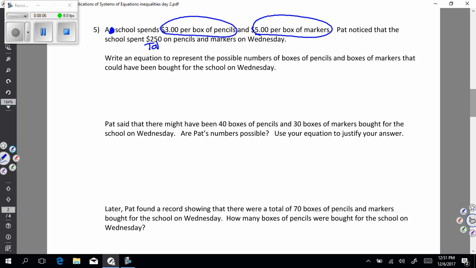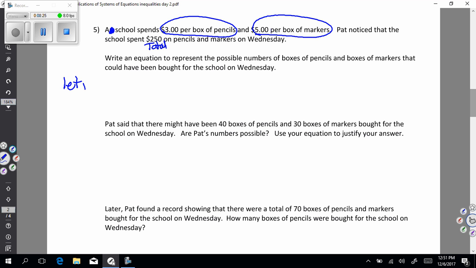This is like a total. So I'm going to put that at the end of an equation. He spent $250 on pencils and markers on Wednesday. Write an equation to represent the possible number of boxes of pencils and possible number of boxes of markers. I'm going to use P for pencils and M for markers.